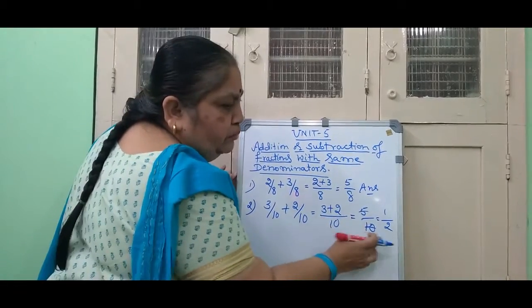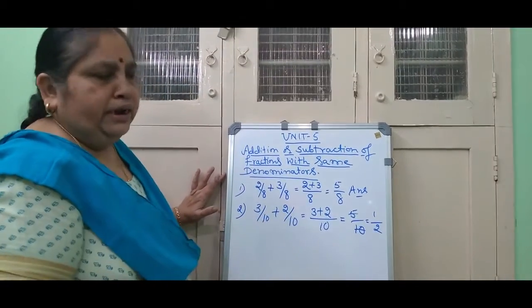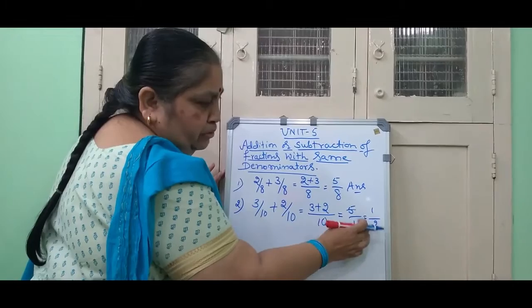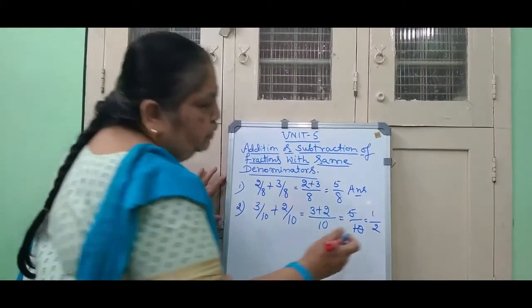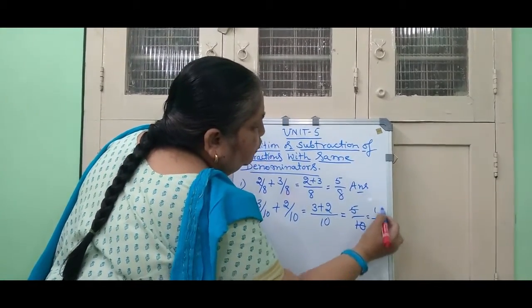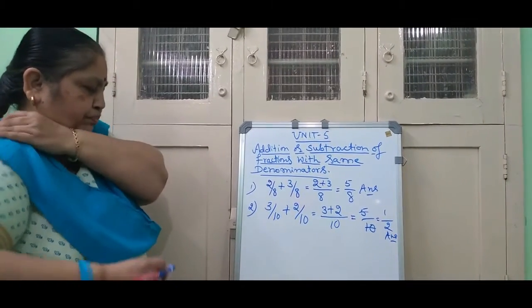So, it is nothing but half. We can cancel both the numerator and the denominator by the same number. 5 ones are 5 and 5 twos are 10. So, it can be simplified into half, 1 by 2. So, here the final answer will be 1 by 2. 1 by 2 will be the final answer in this example.